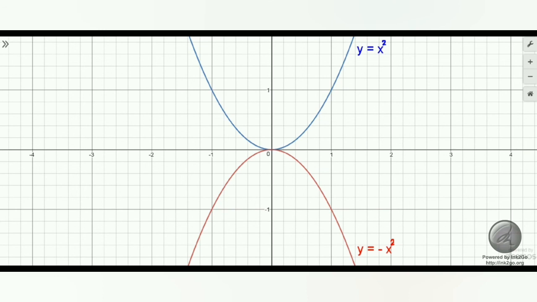Now we are going to compare the functions y equals x squared and y equals negative x squared. When the coefficient of x squared is positive, then the curve is a minimum curve. When the coefficient of x squared is negative, the curve has a maximum value.